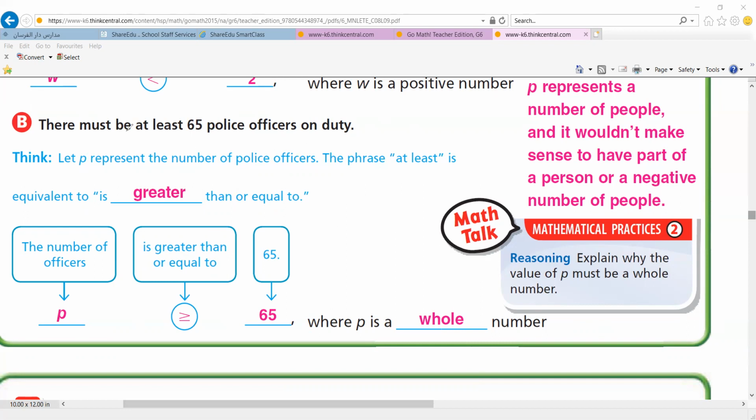Similarly, at least always means greater than or equal to. So for police officers, I'll write P greater than or equal to 65. P is a whole number.